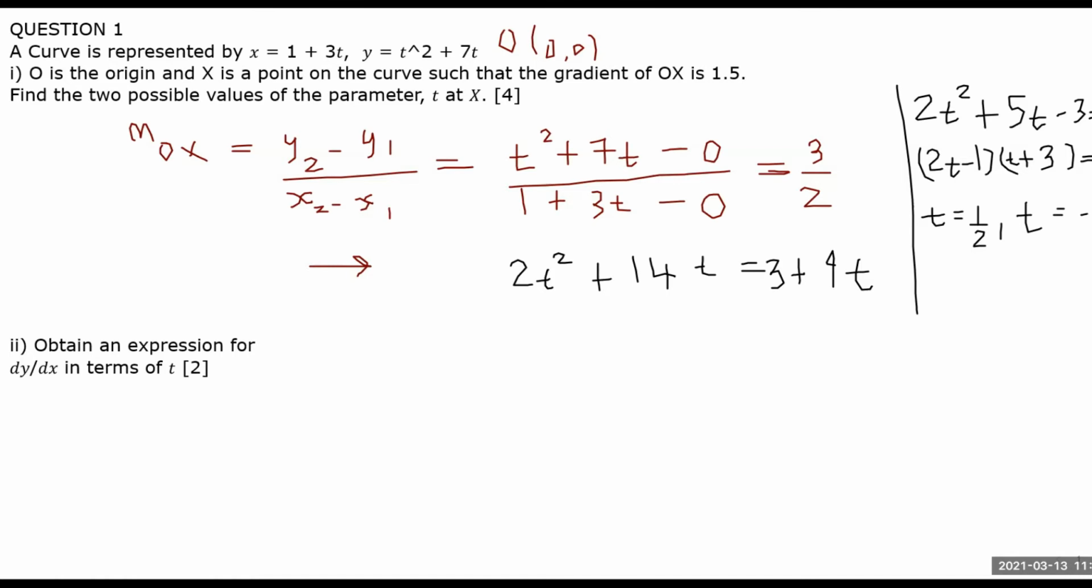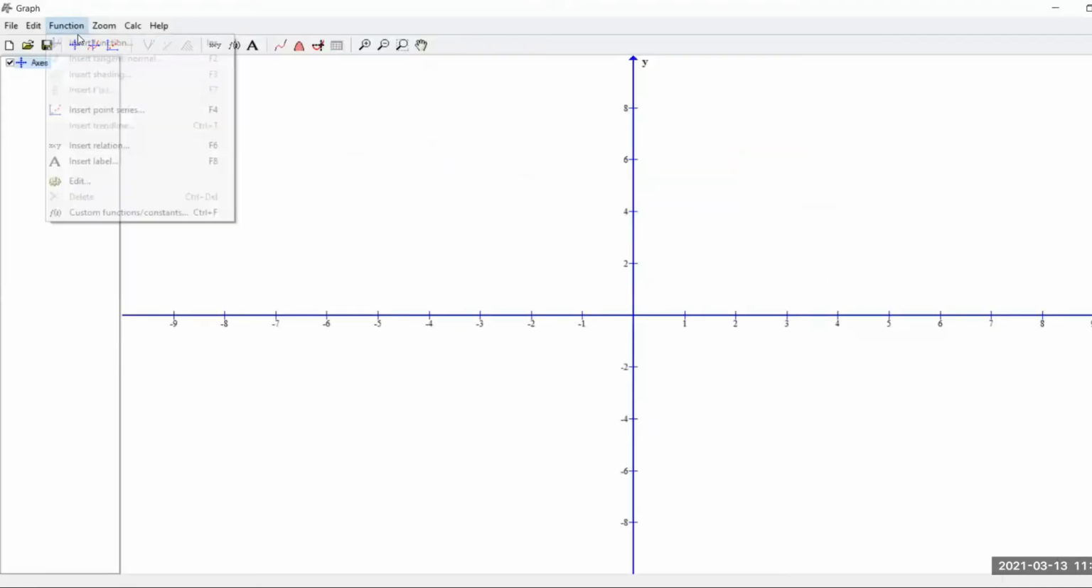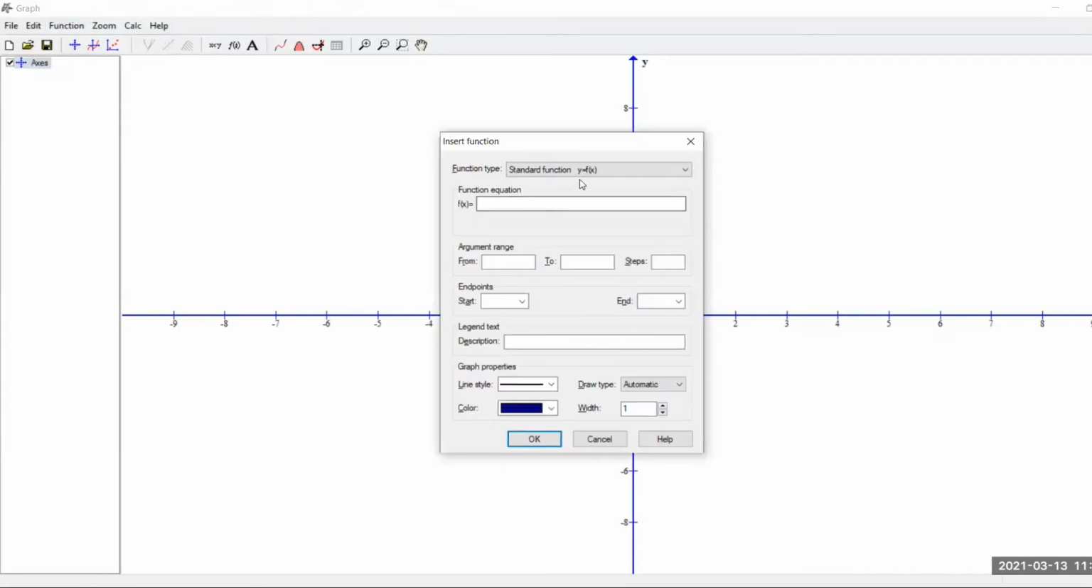Now, of course, it's always good to look at this on an actual graph. So let us plot a graph and see what is happening. Let's go to this graph right here. We're going to plot a parametric function. Remember, we had said that x was 1 plus 3t, and we said y was t squared plus 7t. So we're going to plot this now.